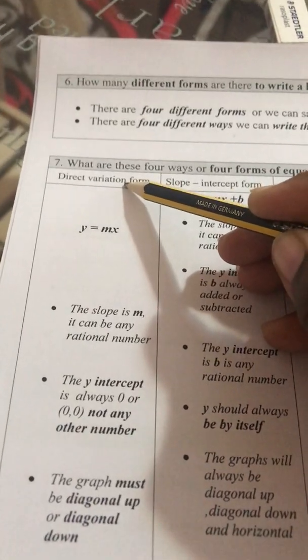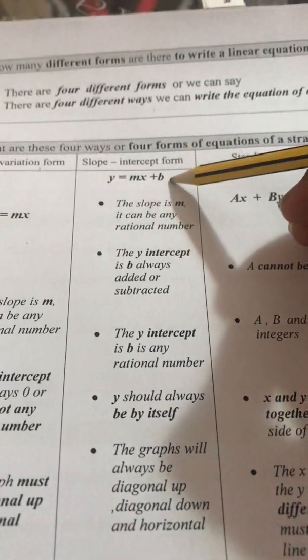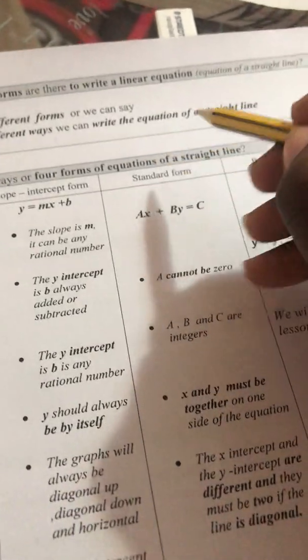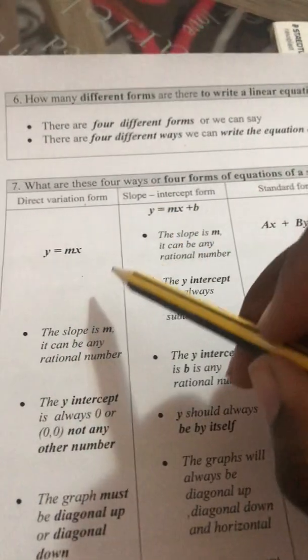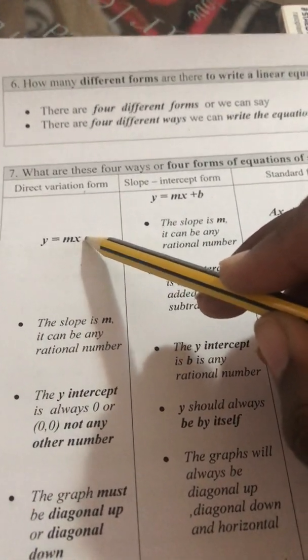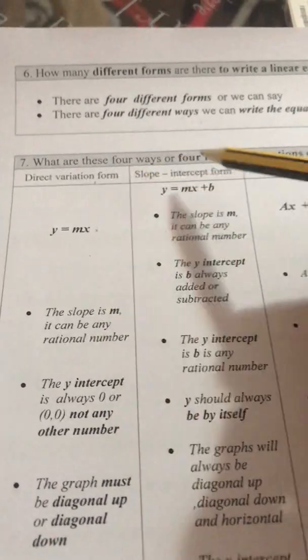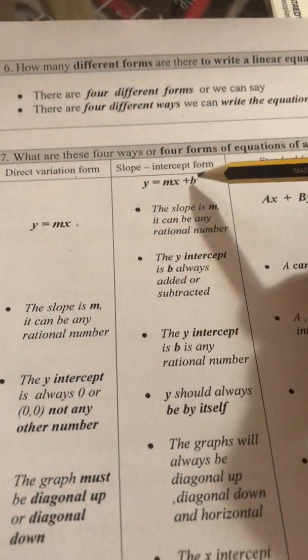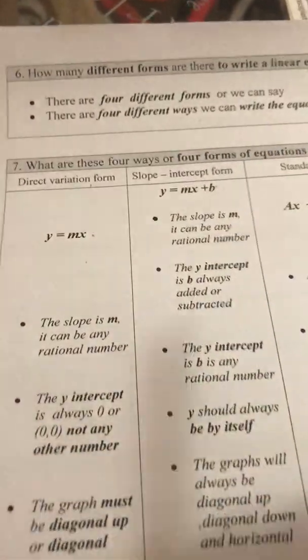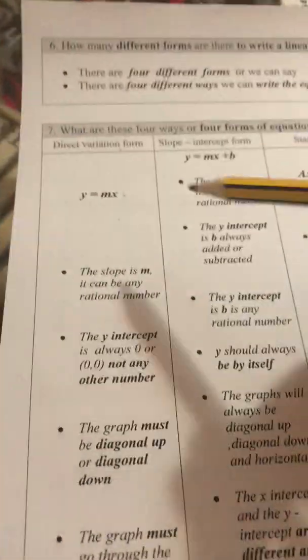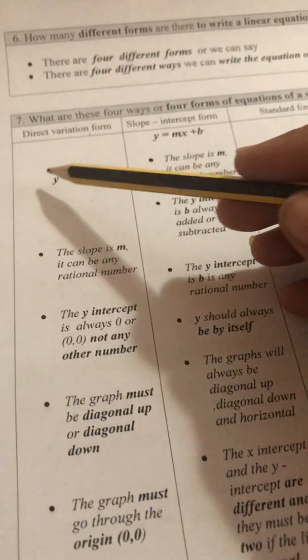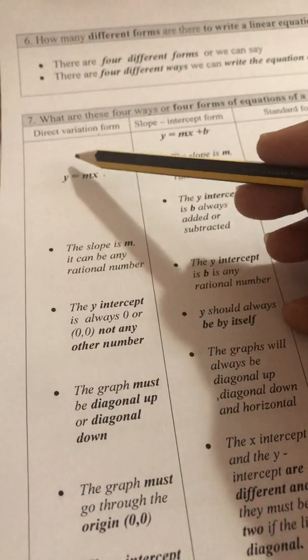The first, the direct variation form. The second, the slope-intercept form. Actually, these 2 are almost the same. They should be the same. Then standard form and point slope form. I separated them because I wanted you to see that here, the y-intercept is 0 all the time. But here, it can be any other number and also 0.